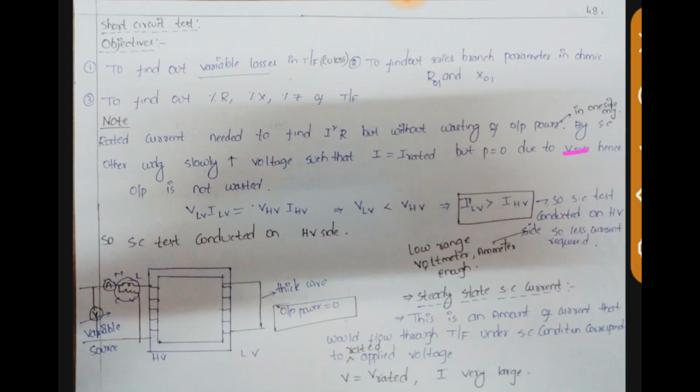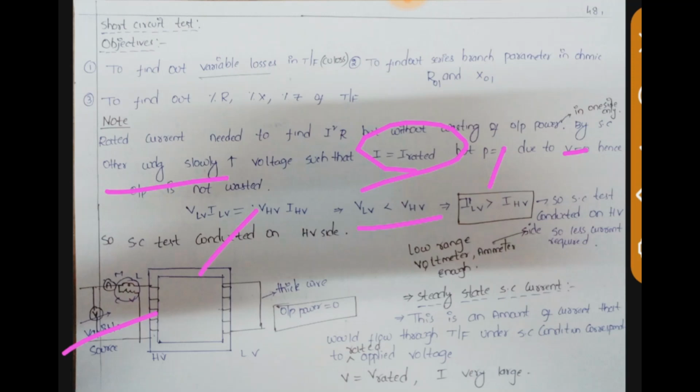Now in the short circuit test, on one winding, slowly increase the voltage such that I equals I rated. We need this test at rated current, so by short circuiting the secondary, slowly increase the voltage source. I have taken a variable voltage source such that I equals I rated. Now you know that power on primary and secondary is approximately the same. VLV ILV equals VHV IHV. Since the low voltage winding has less voltage than HV, current at LV is more than current at HV. This you know, that at low voltage current is more, at high voltage current is less. So since we need rated current here, we always prefer the side where current is less. So we do this test on the HV side.